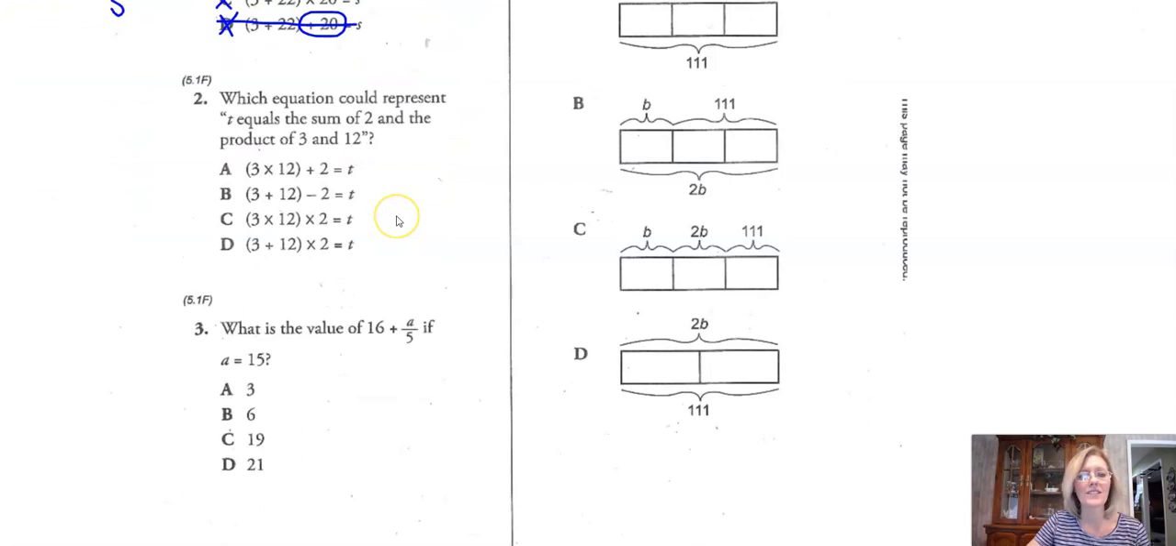Now let's go on to number 2. Number 2 says, which equation could represent t equals the sum of 2 and the product of 3 and 12? Now, before we begin that, I want us to have just a tiny little talk over some vocabulary. So let me switch pages to show you that.